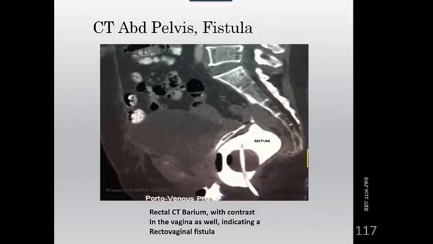Okay, here's an example of a fistula. This is a rectal CT with barium in the rectum. It's placed in the rectum. Here's the catheter and the bulb of the enema tip. And in the vagina, there's contrast because of that rectovaginal fistula connecting somewhere, probably right here. That's just not on that slice, but a fistula has formed between the rectum and the vagina.